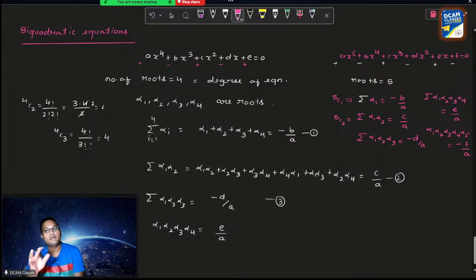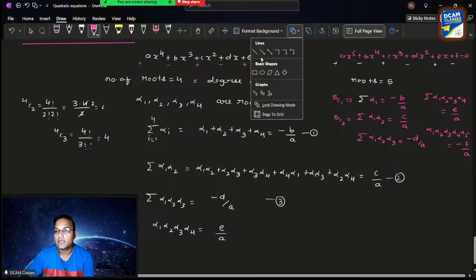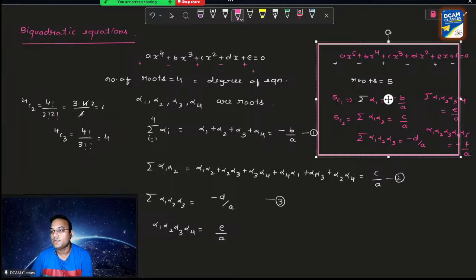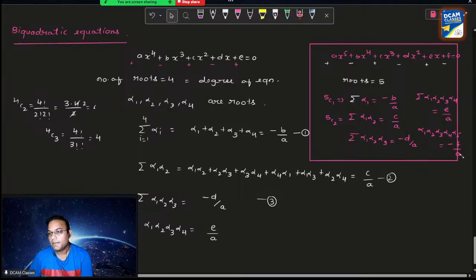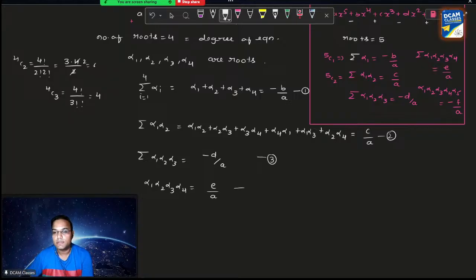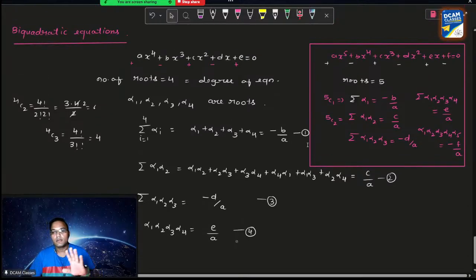But let me remind you, these kinds of more complex equations they will never give you. They may give you only up to biquadratic equations, not more than that, because they don't want unnecessary complication. They just want to know whether you know the concept or not. But I have told you how to find the relations for higher powers also. You have understood this now. Using these relations only you will be solving the questions. Means these important conditions are there. Understood?